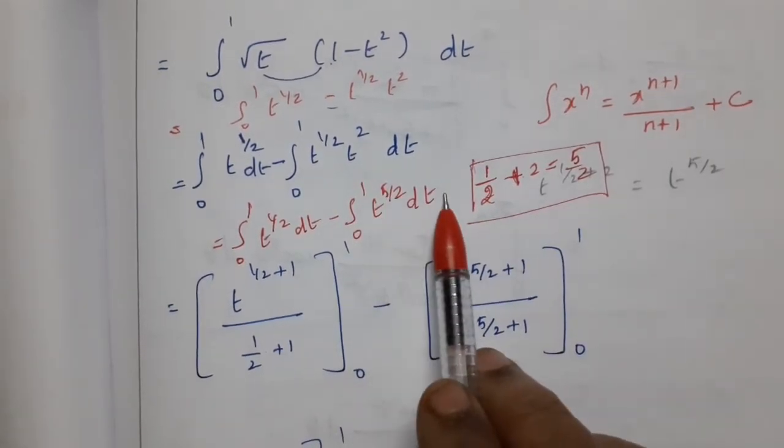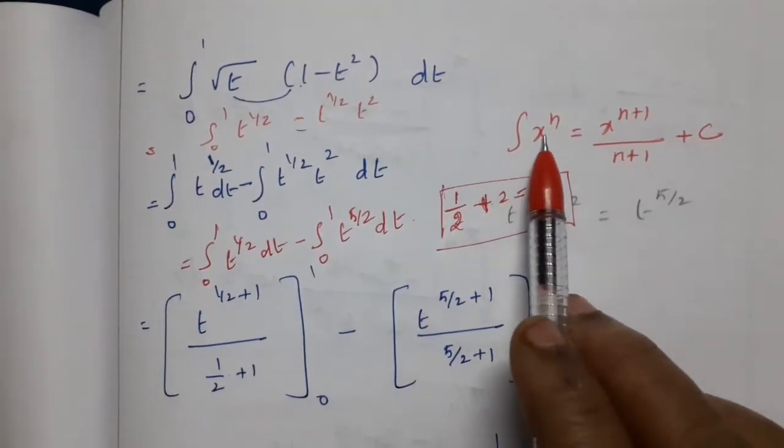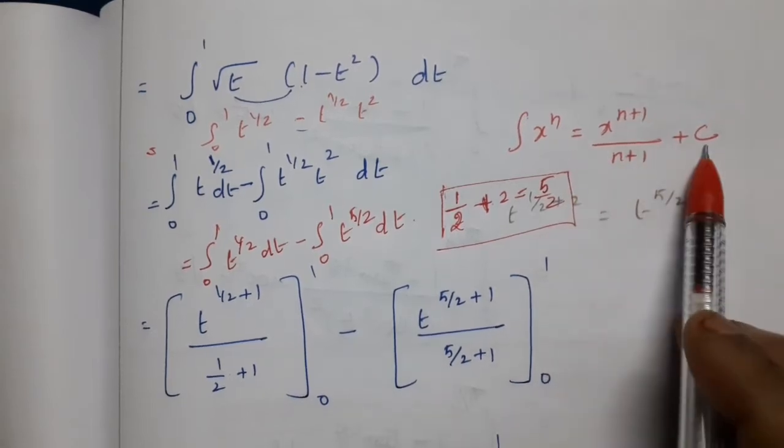T power 5 by 2 into dt. Next we apply the general formula. What is the first formula for integration? x power n equal to what? x power n plus 1 by n plus 1 plus c.